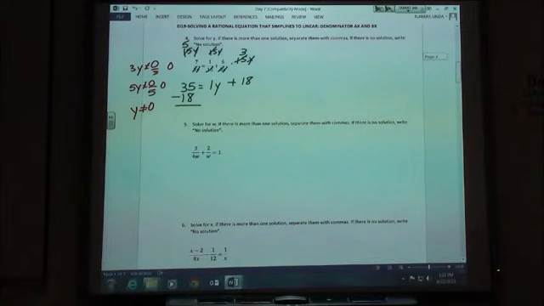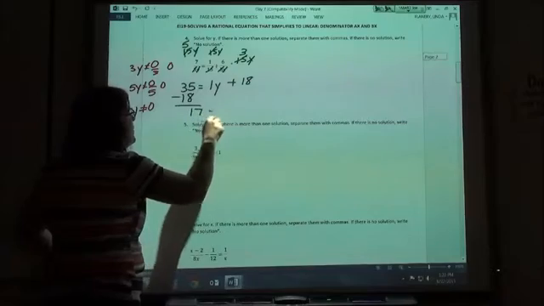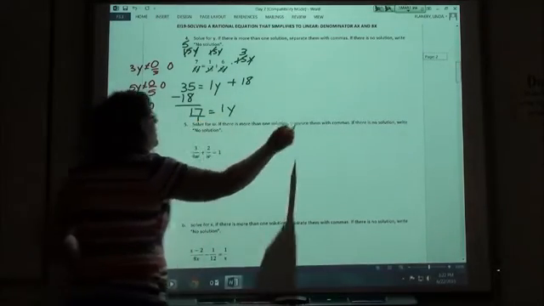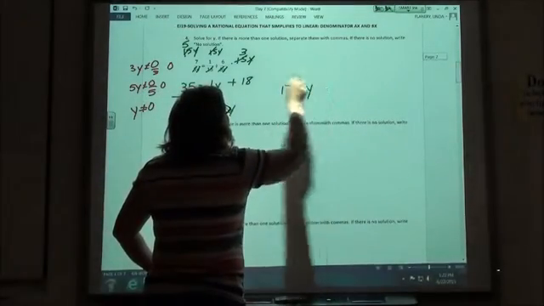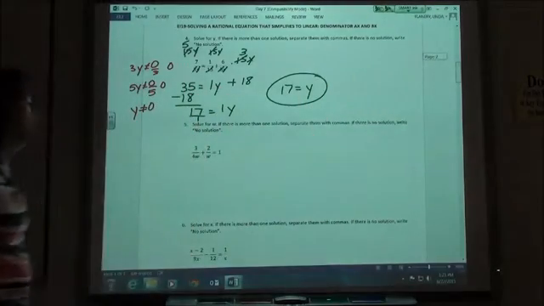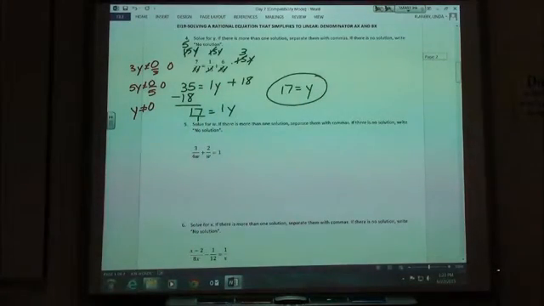35 minus 18 would give me 17 equals 1y. And I really don't have to divide by the 1, but I will. So 17 is my answer for y, which is not 0. So I do get the solution of 17.